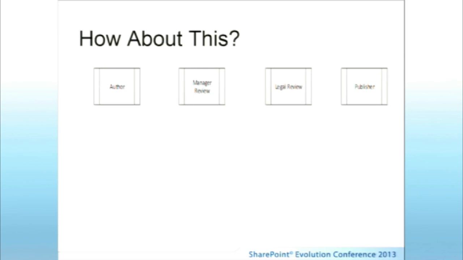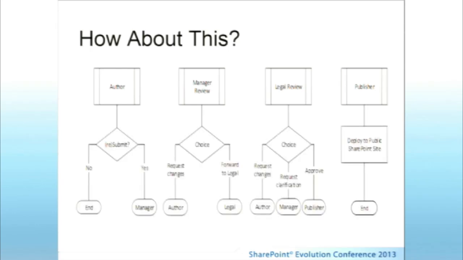Instead of thinking about it as a strict process flow, think about it as 4 stages. It's with the author, it's in the management review stage, it's in the legal review stage, or it's being published. So there are changes that can be made. The author has the option of doing 2 things, either resubmitting it once asked for changes, or giving up and ending it. The manager has the choice of either sending it back for changes or moving it on for legal. Legal has 3 choices. Send it back to management for questions, send it back to the author for changes, or move it on to being published. Publishers just have one choice, which is to publish the thing.